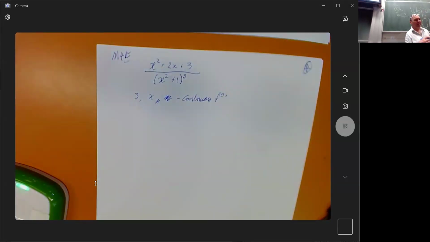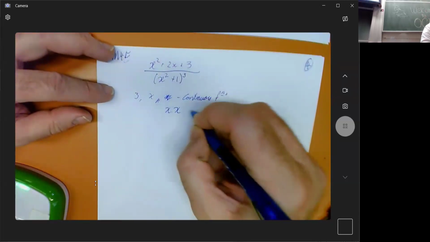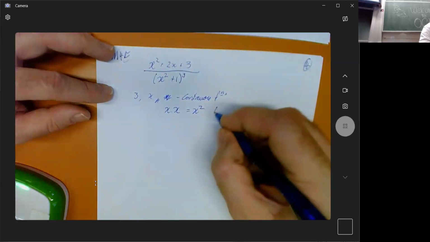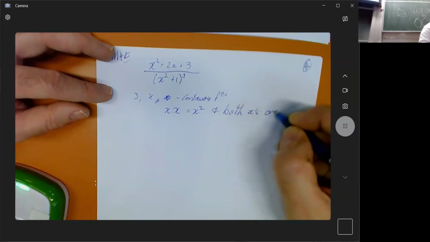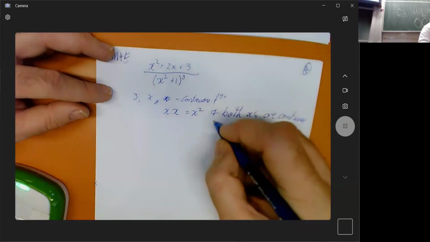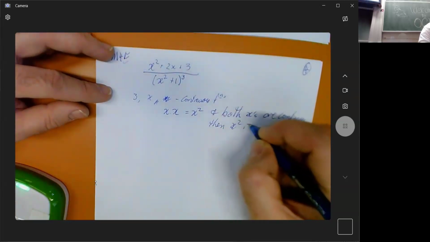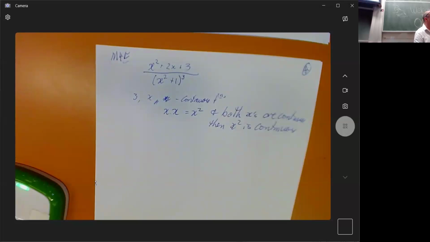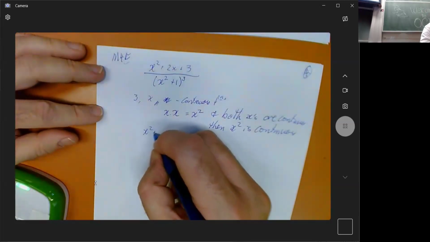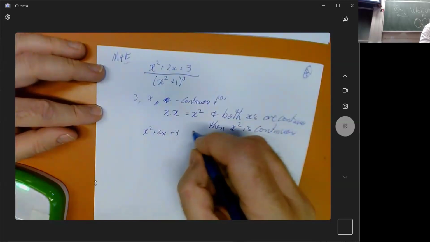This is going to break it down a little bit, and possibly more than we need to know. Because x times x is equal to x squared, and both x's are continuous, I can actually break it down a bit like this. I'm doing this as a bit of an exercise in being overly cautious about how we'd go do things. And so then x squared plus 2x plus 3 is a sum of continuous functions.